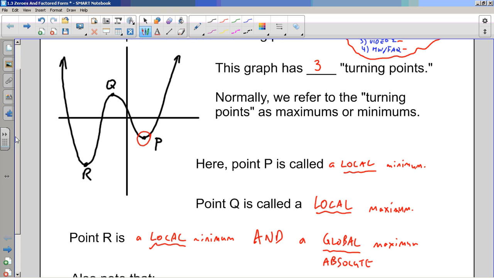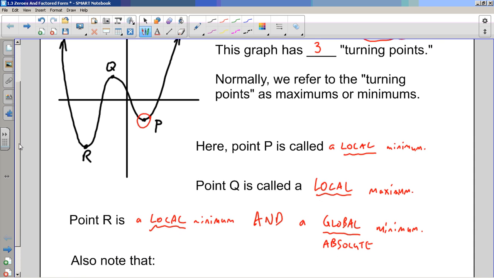Also note, well, if I talked about R as the absolute or global maximum, holy moly. Rough start to the day here. That's a global minimum, of course. You caught that error, right? Well, thanks for pointing it out.